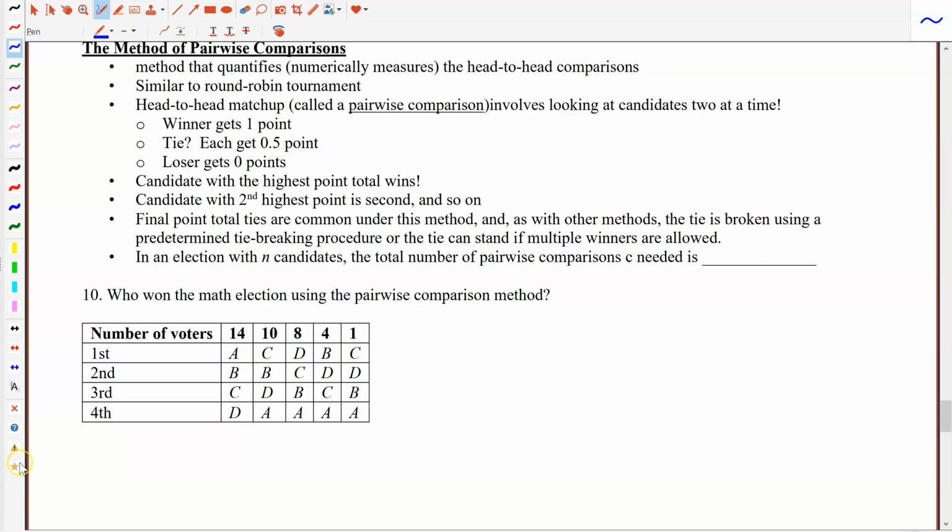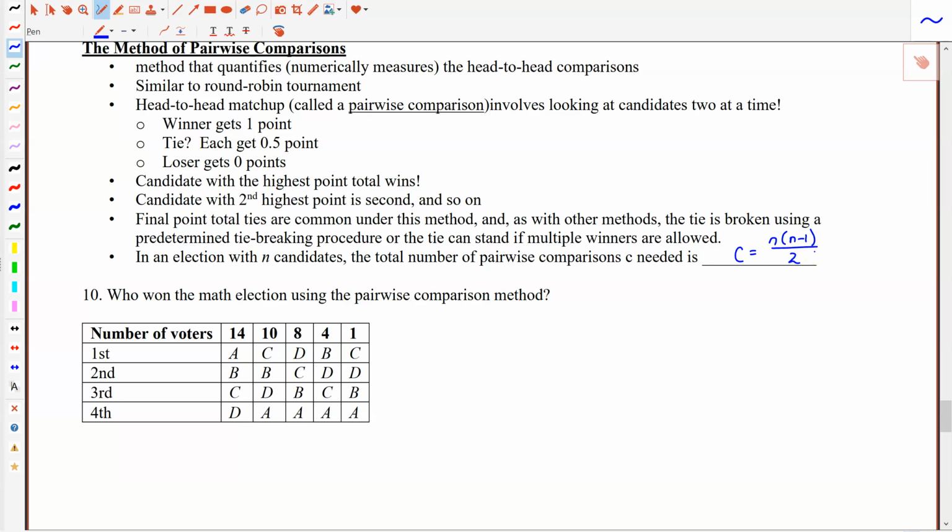Now, it's helpful before starting this process to know exactly how many pairwise comparisons you'll need to do. So in an election with n candidates, the total number of pairwise comparisons C that will be needed can be found by computing: C is equal to n times (n minus 1) divided by 2.